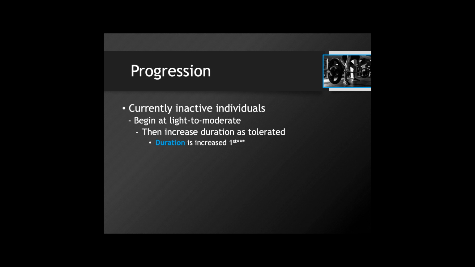So duration is the first variable that we increase when we are dealing with at-risk or inactive individuals. We keep frequency down, we keep intensity down. Duration is the first variable that we can play with. When I tell you that duration is a variable we can play with, what I mean is we can modify it. Duration refers to how much time we are exercising in one bout of exercise. ACSM recommends an increase of 5 to 10 minutes every 1 to 2 weeks, and that's for the first 4 to 6 weeks.